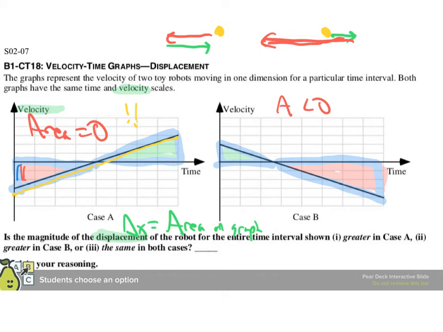But in the end, they didn't want just the area, they wanted the magnitude of the area. So I'm going to throw away the minus sign. And so the absolute value of this area is positive, meaning that B, right, it's greater in case B than in case A.